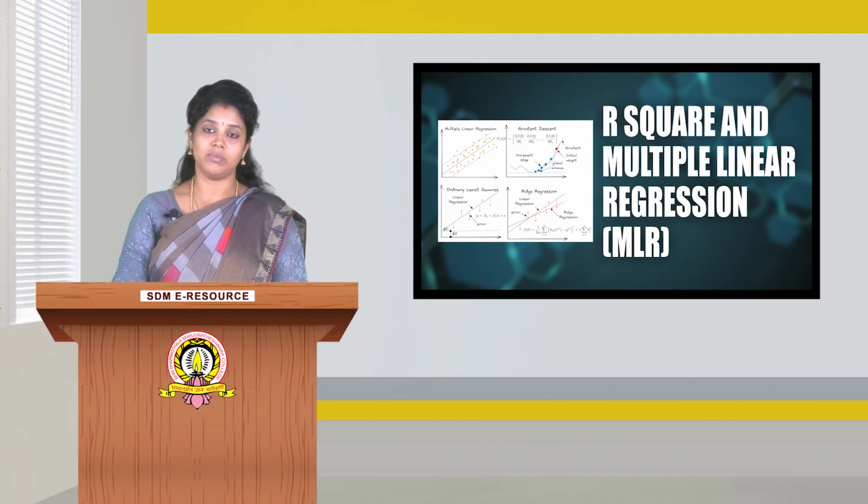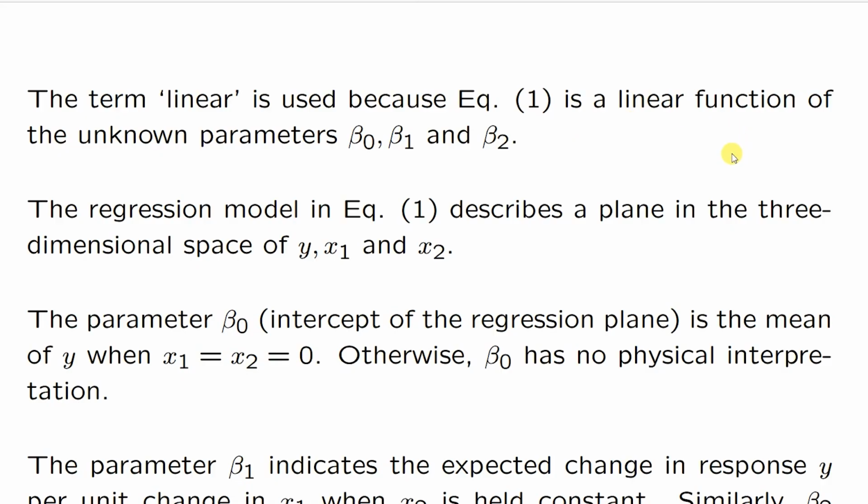So here you can observe that we call it a multiple linear regression model. The term linear means the multiple linear regression model is a linear function of the unknown parameters beta naught, beta 1 and beta 2. And also the regression model that we define describes a plane in three-dimensional space of y, x1 and x2.